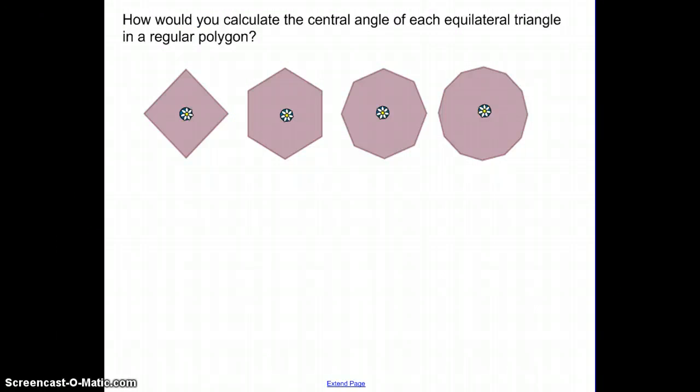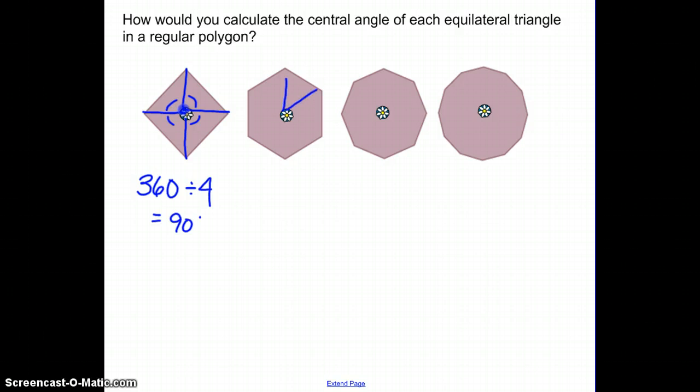So how would you calculate the central angle of each equilateral triangle in a regular polygon? So if I would make each of these shapes into equilateral triangles with the little flower there being the center, how would you figure out each of these central angles? Good, so you take 360 and divide it by the number of central angles that you have. So here there's 4 central angles, so divided by 4, each central angle would be 90 degrees.